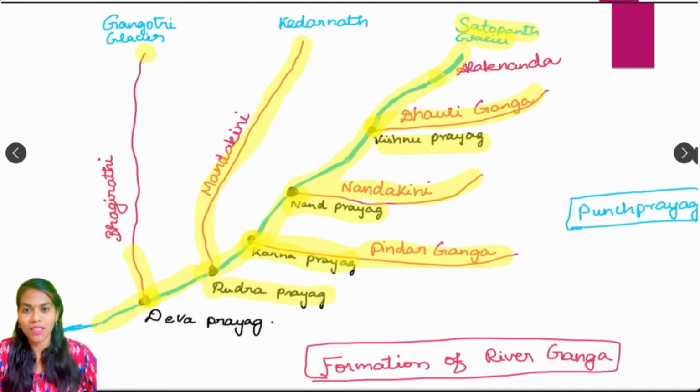Finally, the Bhagirathi originates from the Gangotri glacier, meets the Alaknanda at Devaprayag and forms the holy river Ganga.